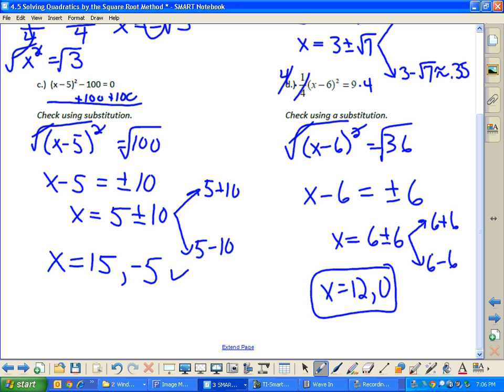So I plug them back in. 12 minus 6 is 6. Squared up, that's 36. 1/4 of that is 9, so that works. And then 0 minus 6, that's negative 6. Squared up, that's 36. 1/4 of that is also 9. So these also both work.